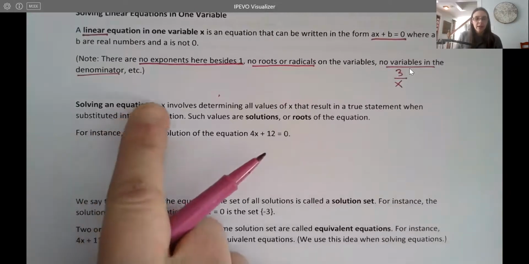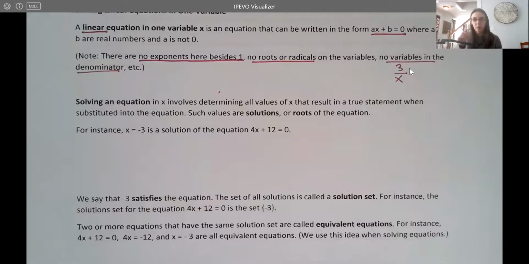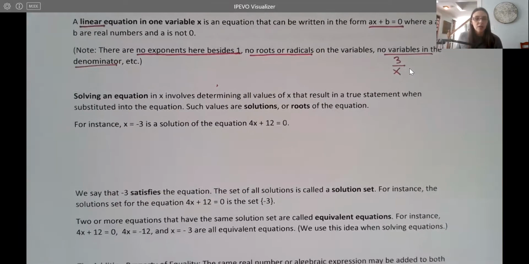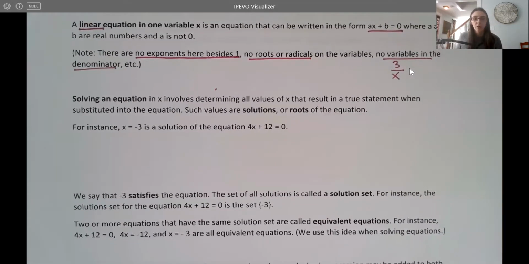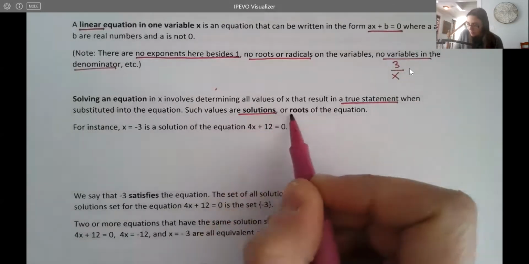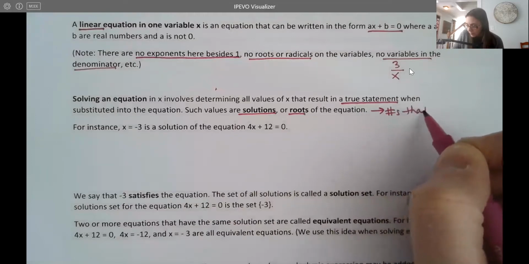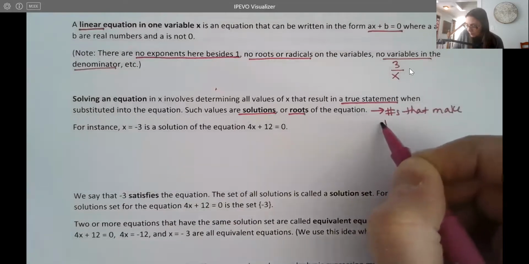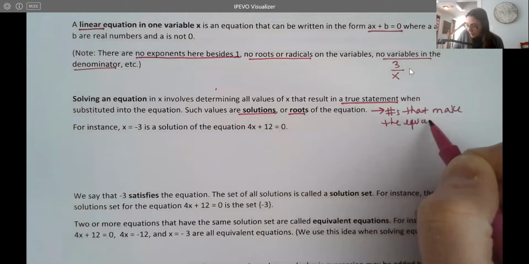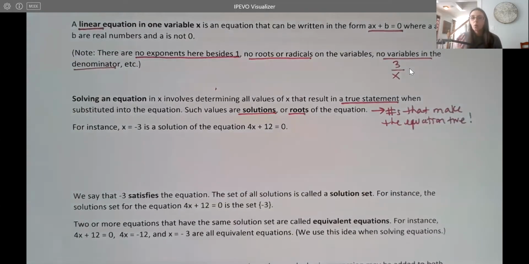Now, a lot of times we use the variable x, but it doesn't have to be x. So just kind of keep in mind it could be any variable, but we're just using one variable at a time. And to solve an equation in x involves determining all values of x that result in a true statement. So solutions or roots of the equation are numbers that make the equation true. That's really what we're trying to find here. What number makes this equation true?